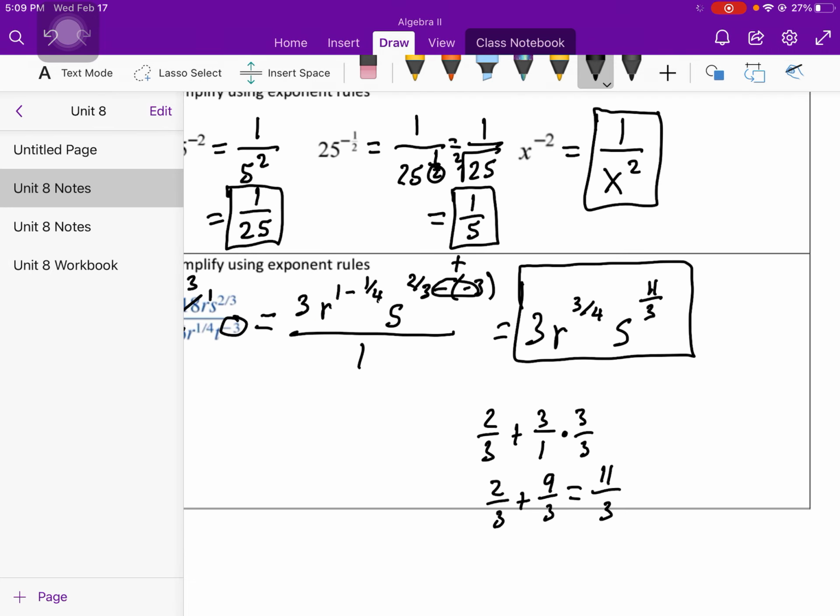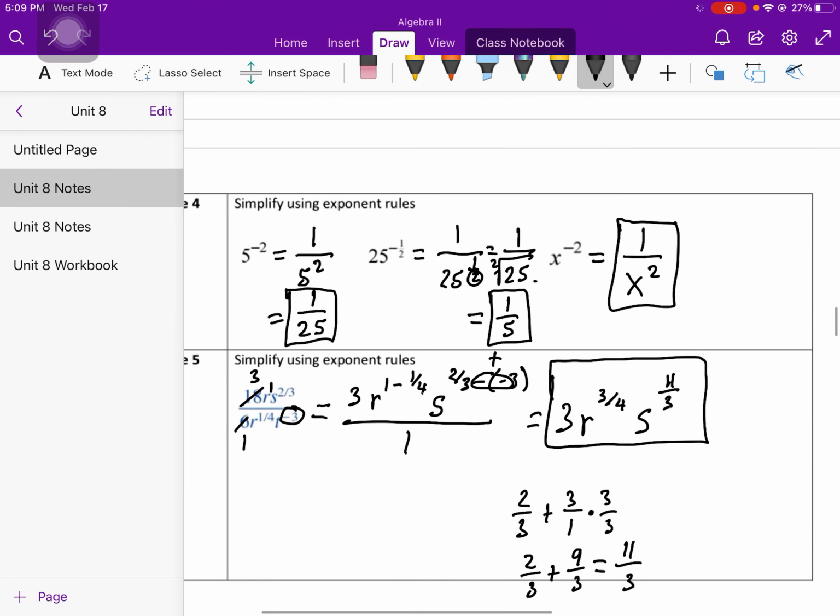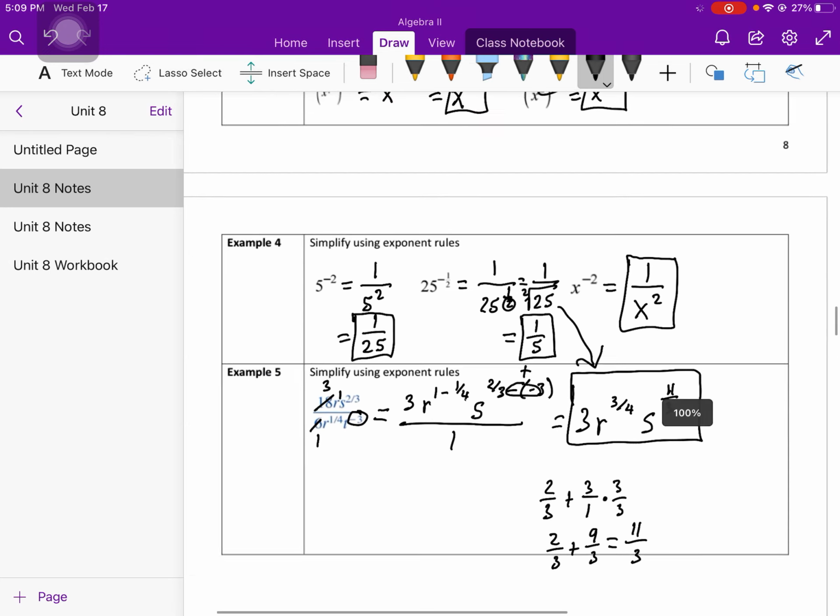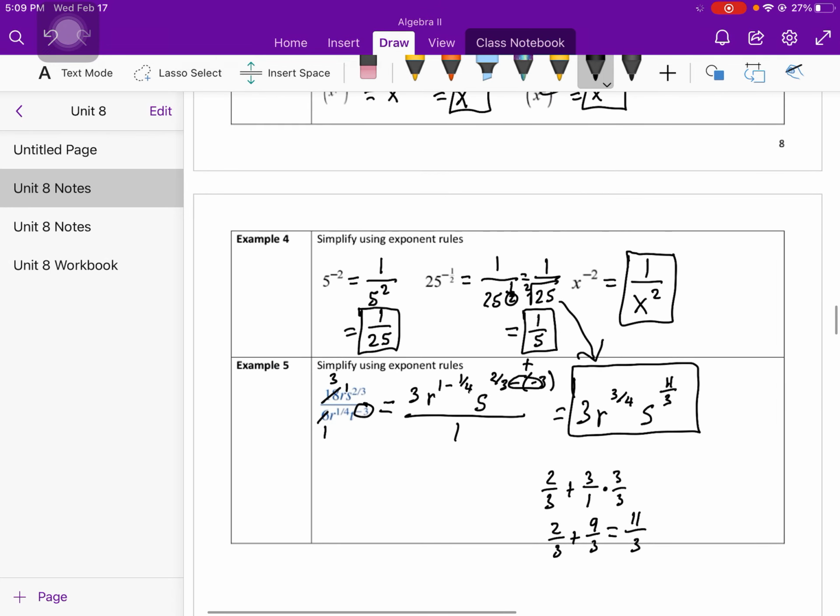Since r and s, we don't know what those numbers are, we can't simplify it any further like we could with this one. Excuse me. So, okay, go ahead and try.